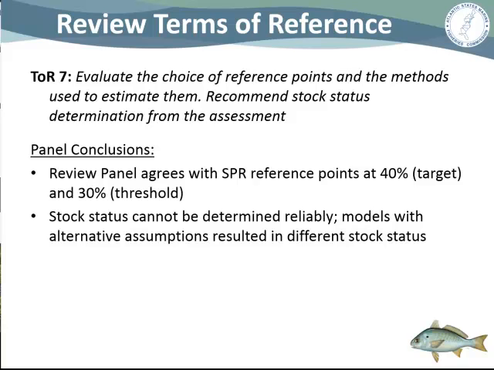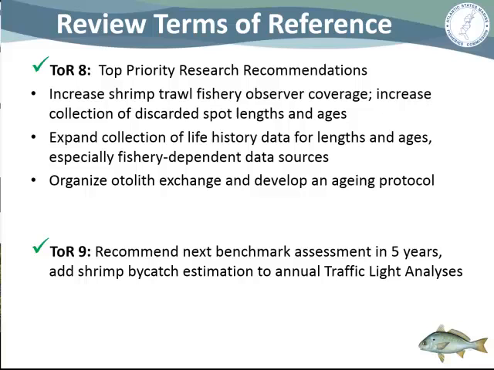And finally, the panel commented on the research recommendations. The first was to request increased shrimp trawl fishery observer coverage. Again, that's critical to spot and croaker assessments, and it was relatively poorly sampled. We did the best we could in this assessment. And also to increase the collection of lengths and ages in those bycatch fish. Second, to expand the collection of lengths and ages, especially for fishery-dependent data, and third, to organize an otolith exchange to develop a standard aging protocol for spot.